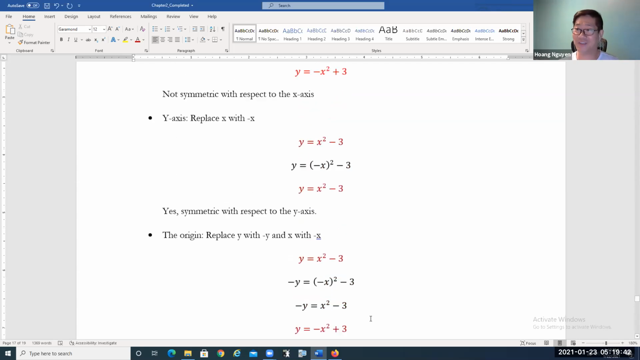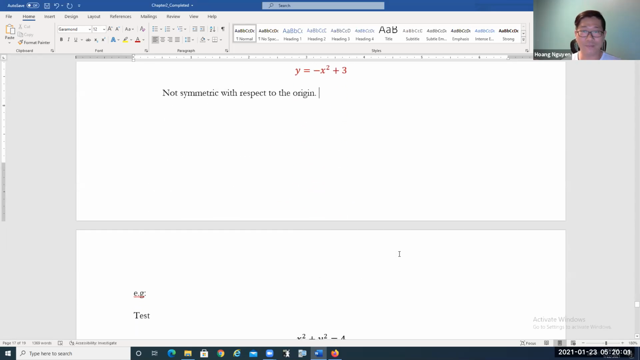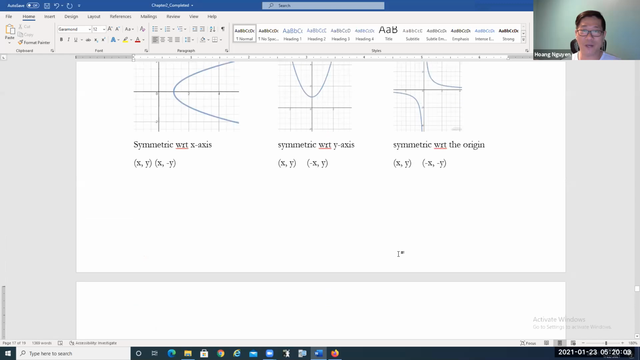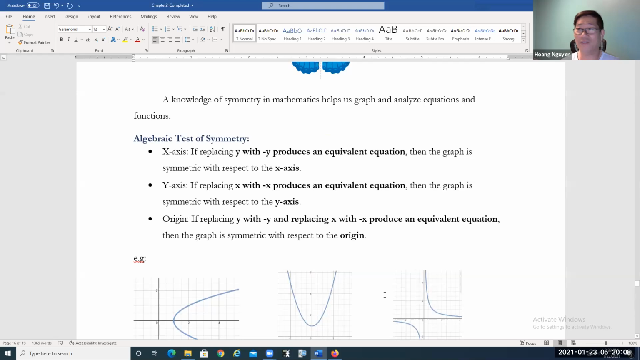Okay, so far so good, everyone. Let's see how we determine if an equation is symmetric with respect to the x-axis, y-axis, or the origin, by just some basic substitution and simplifying, and determining if we have an equivalent equation. Okay, so the summary is over here. Make sure that you take a look at that whenever you see a similar question, if you want to determine if an equation is symmetric with respect to x, y, or the origin.